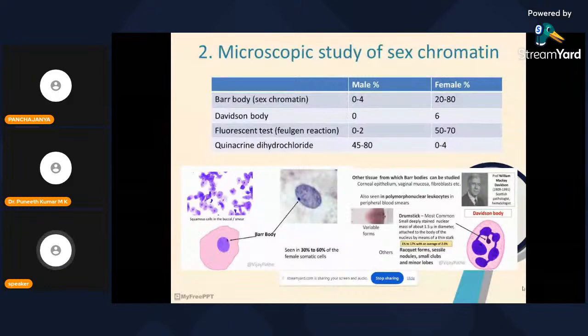One more is the quinacrine hydrochloride test. It is also like a fluorescent test, where the cells or tissue are treated with quinacrine hydrochloride solution and then visualized. In the male it will be 45 to 50%, which is positive. It gives an appearance of fluorescence, meaning it is bright in appearance when treated with the reagent. If 45 to 80% is present, it is a confirmation of a male, and in the female it is 0 to 4%. Based on Barr bodies, Davidson bodies, the fluorescent test and the quinacrine hydrochloride test, through microscopic visualization we can differentiate a male and a female person or body.